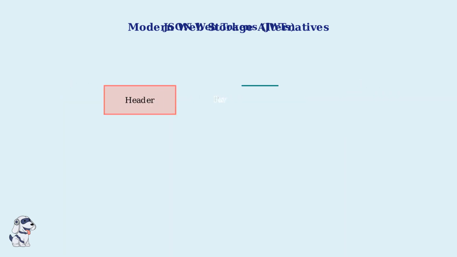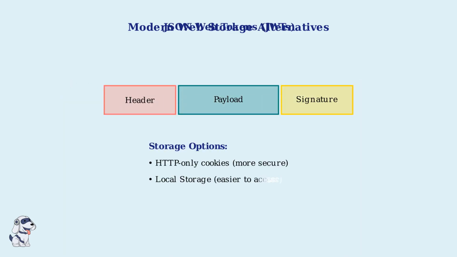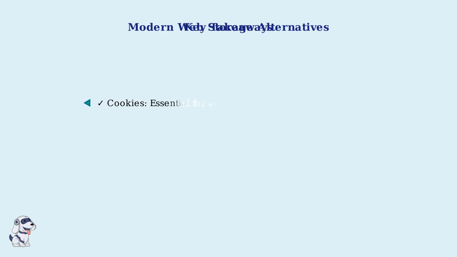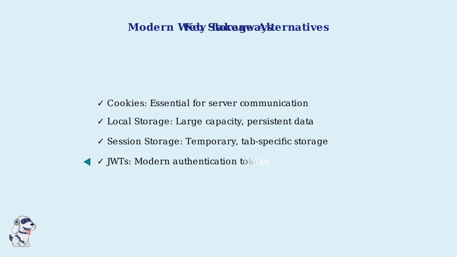JSON Web Tokens, or JWTs, represent another modern approach to authentication and authorization. JWTs are self-contained tokens that carry user information and can be stored in either cookies or local storage, each with their own security considerations. Understanding cookies, cookie parsers, and HTTP headers remains fundamental for modern web development. While newer storage mechanisms offer advantages in specific scenarios, cookies continue to play a crucial role in web authentication, session management, and cross-domain communication. The key is choosing the right storage mechanism for your specific use case and security requirements.